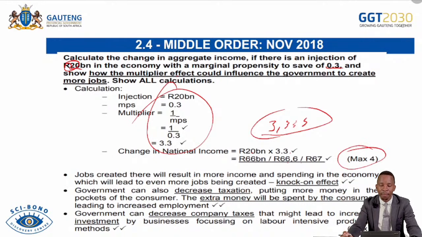And then you explain how it will affect job creation. There will be more income and spending in the economy, which will lead to even more jobs being created, a knock-on effect. And then government can also decrease taxation, putting more money in the pockets of the consumer. The extra money will be spent by the consumer, leading to an increase in employment. Government can decrease company taxes that might lead to increased investment by businesses focusing on labor-intensive production methods. That gives you 4 marks. Then you achieve your 8 marks.